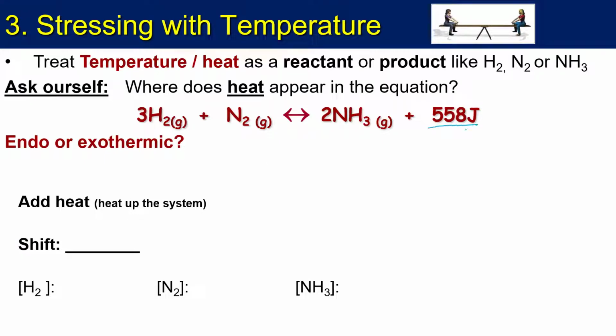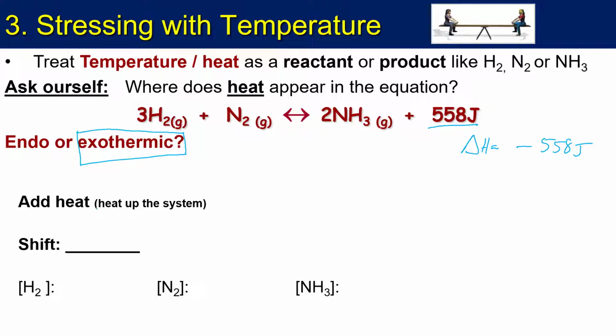Heat shows up in our products. So it's on the product side. So if you remember what that means, is that endo or exothermic? Well, if heat is being liberated, that is an exothermic reaction. No spoiler, you may also see it written like this, that the delta H equals negative 558 joules. So if you do see the delta H off to the side, you can always write in where the heat is. Remember, if it's negative, the reaction is exothermic. If the delta H is positive, it is endo.